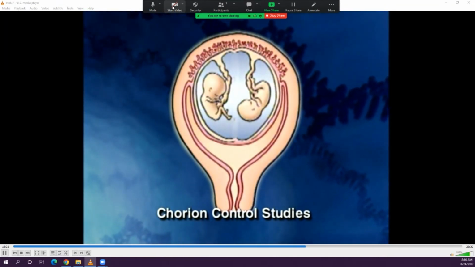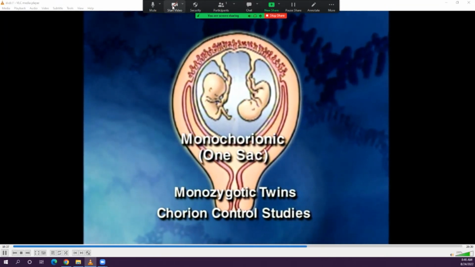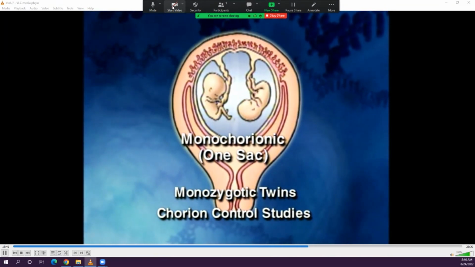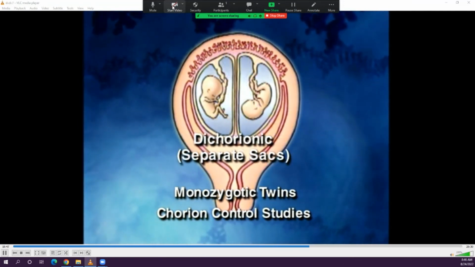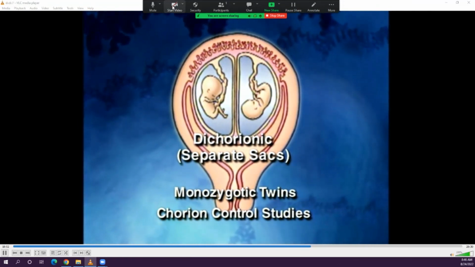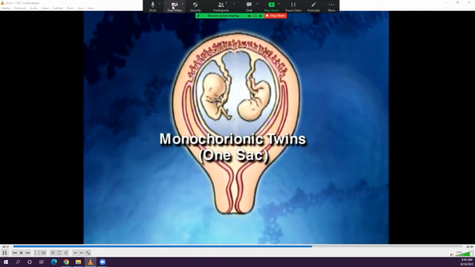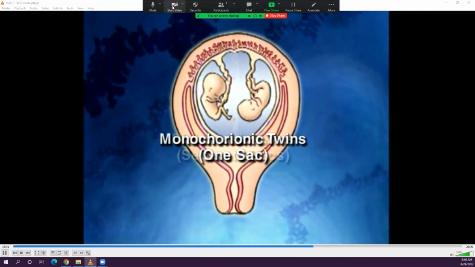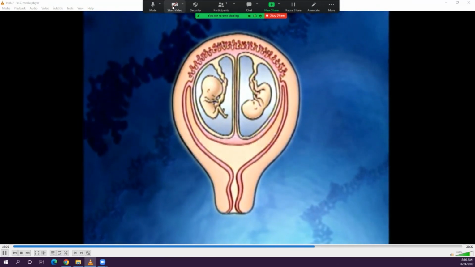In the chorion control method, identical monozygotic twins who were monochorionic, developing in one sac in the same location in the uterus, were compared to identical monozygotic twins who were dichorionic, developing in two sacs in different locations in the uterus. The results of these studies indicate that monochorionic twins are more alike in IQ and personality traits than are dichorionic twins, indicating the influence of prenatal experiences on development.